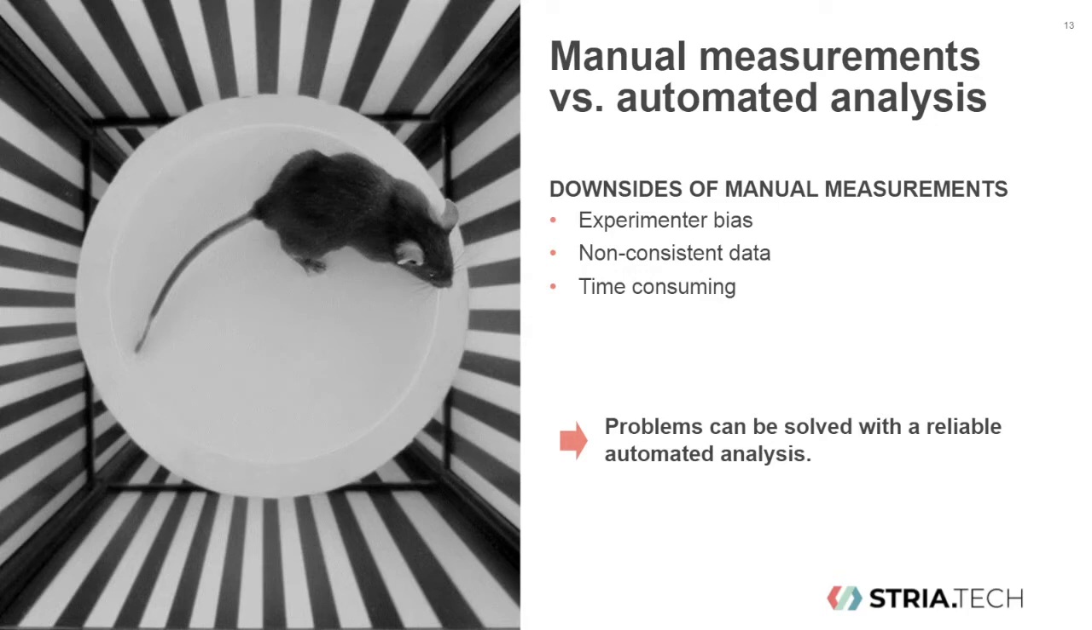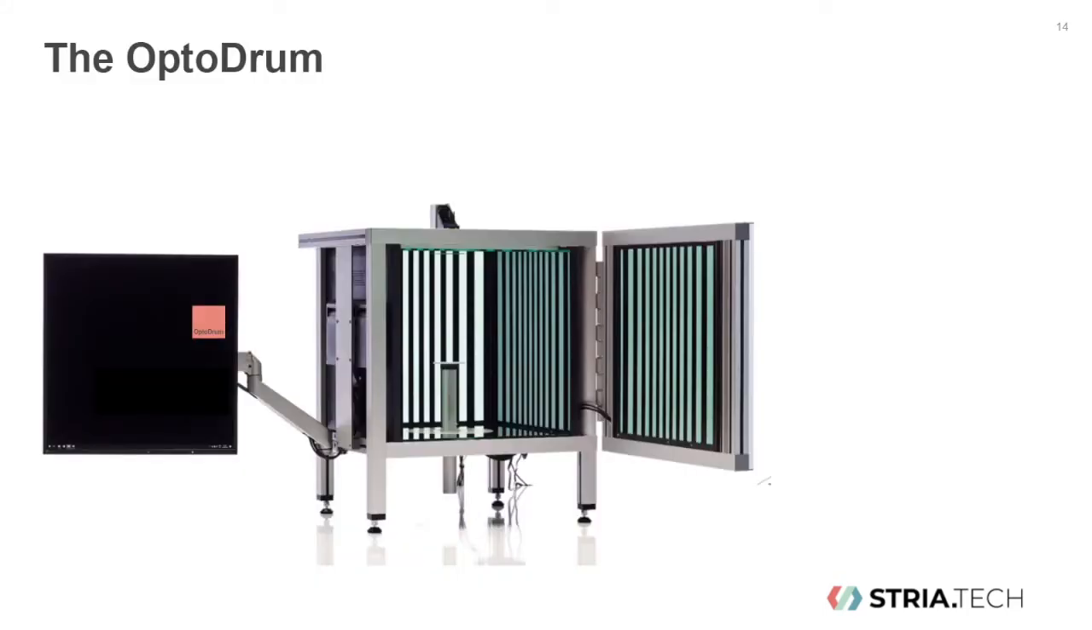There is bias of the researcher. Different observers actually do get different results. In other words, one will get rather non-consistent data. And furthermore, this is very time-consuming. And all of these points could be overcome with a reliable automated analysis. That is why we at Striatech have developed the OptoDrum. We wanted a reliable and objective device for measuring the vision of rodents automatically.